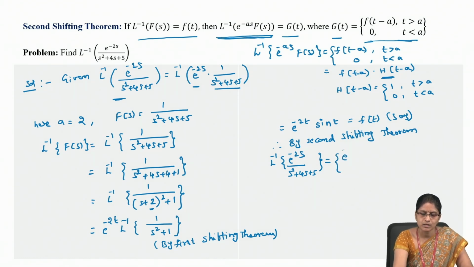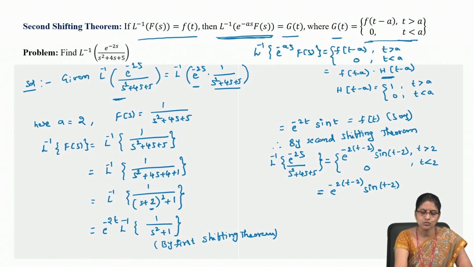Here function f of t is e power minus 2 into t minus 2 sin t minus 2, t is greater than 2, 0, t is less than 2. Or we can write e power minus 2 into t minus 2 sin t minus 2 into h of t minus 2. Here h of t minus 2 is Heaviside unit step function.